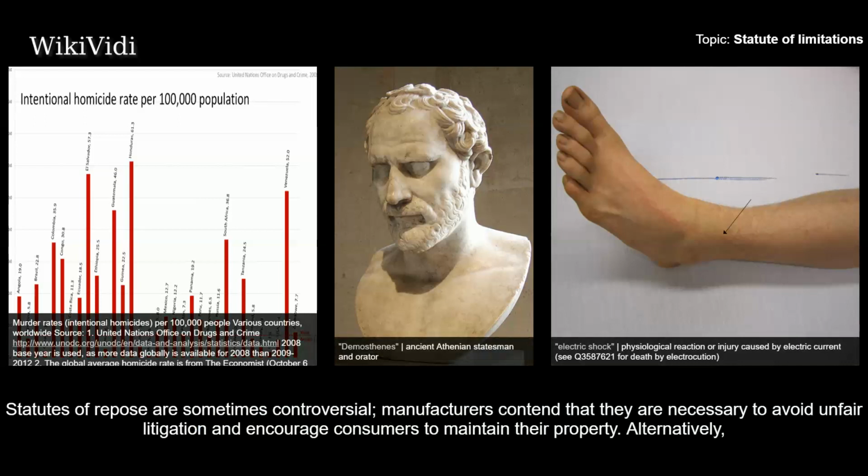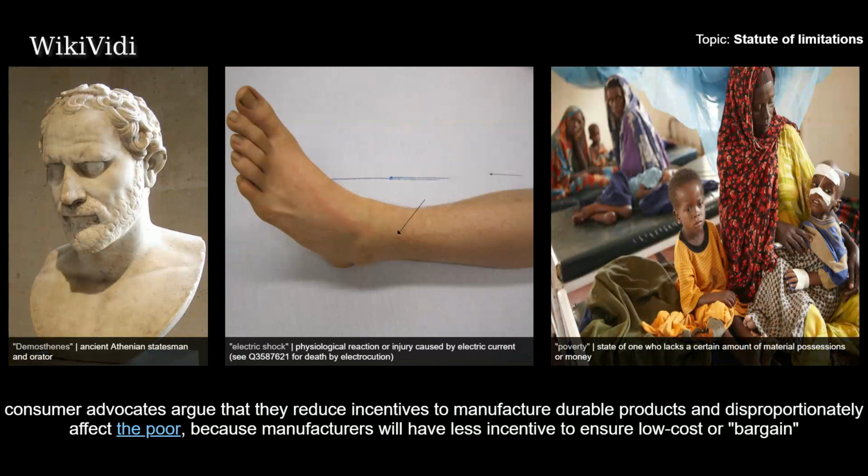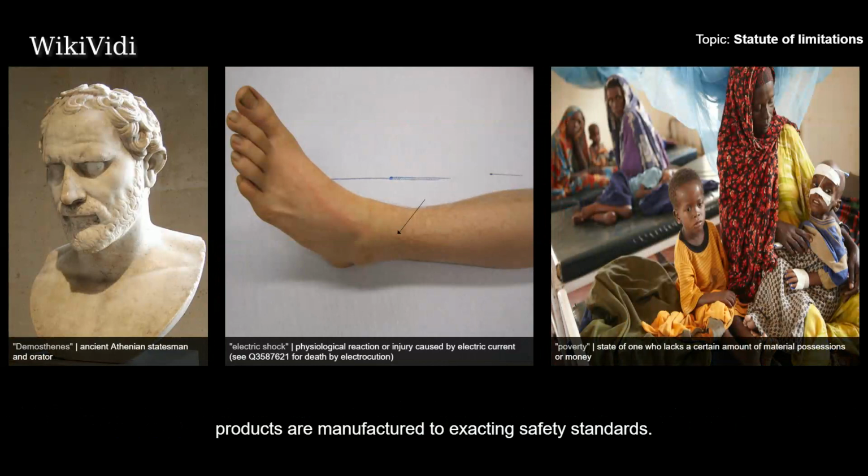Statutes of repose are sometimes controversial. Manufacturers contend that they are necessary to avoid unfair litigation and encourage consumers to maintain their property. Alternatively, consumer advocates argue that they reduce incentives to manufacture durable products and disproportionately affect the poor, because manufacturers will have less incentive to ensure low-cost or bargain products are manufactured to exacting safety standards.